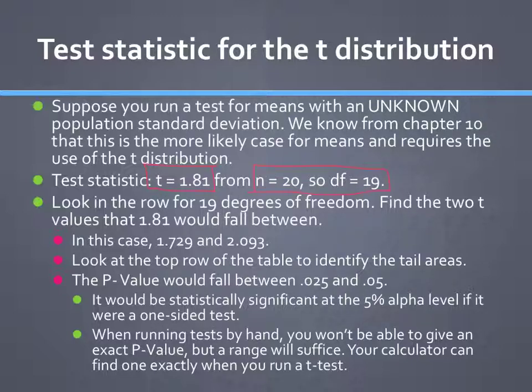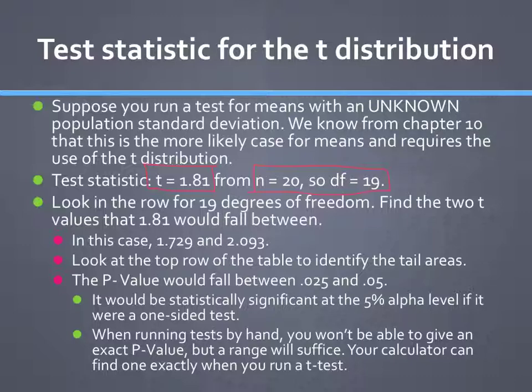I need you to look at your t-distribution table. So table C if you're using the cover of your book, and it should be in the back, or table B if you're going to use the tables that I passed out to you at the beginning of the year. I want you to go to the 19 degrees of freedom row, and you're going to start dragging your finger across until you find where 1.81 would fall. You're not likely going to find that value exactly.